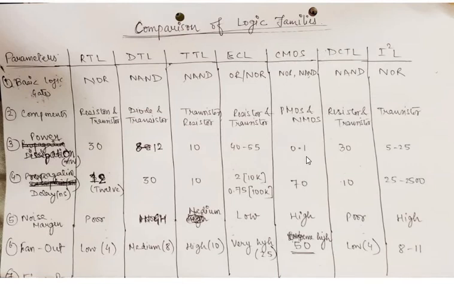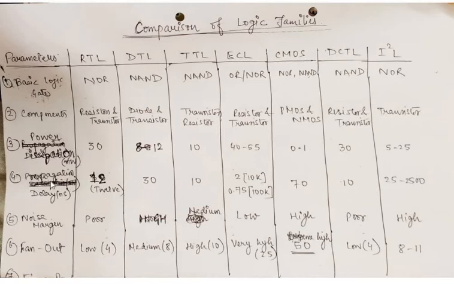Please just imagine how slowly it dissipates power. So how much capacity it has to hold the storage value, it can keep the capacity value charged. Now DCTL has a value of 30, and I square L lies somewhere between 5 to 25 milliwatts.